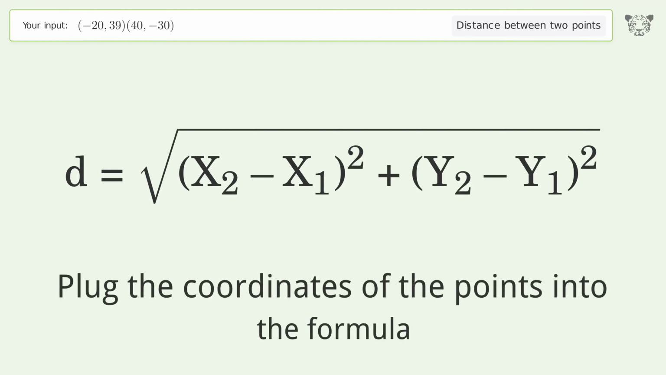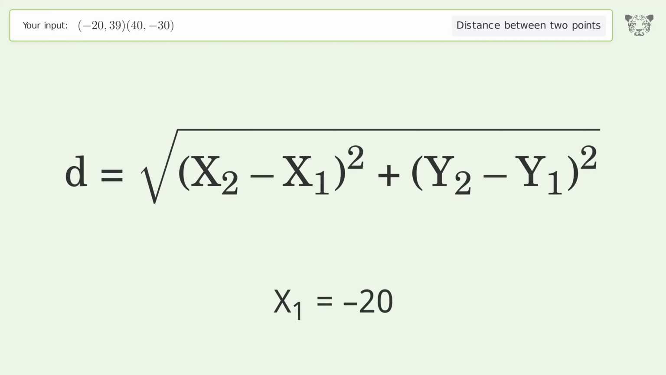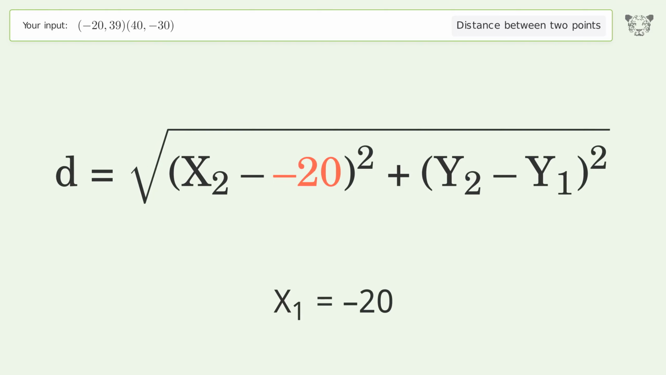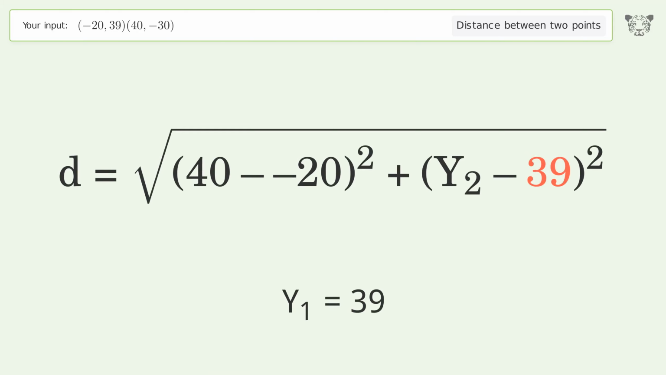Plug the coordinates of the points into the formula. x1 equals -20. x2 equals 40. y1 equals 39. y2 equals -30.